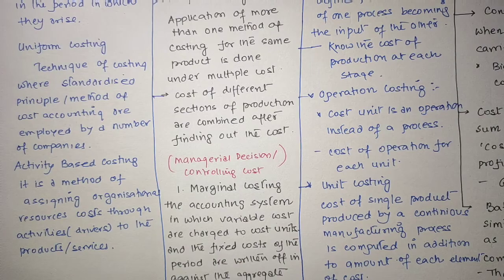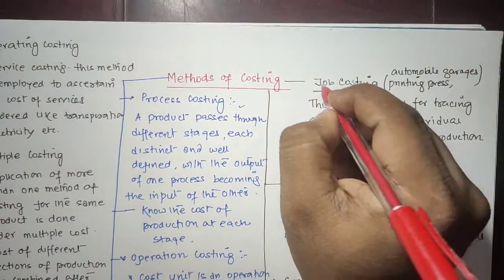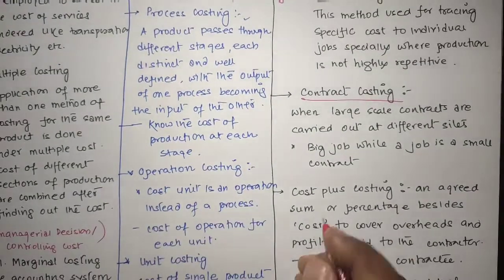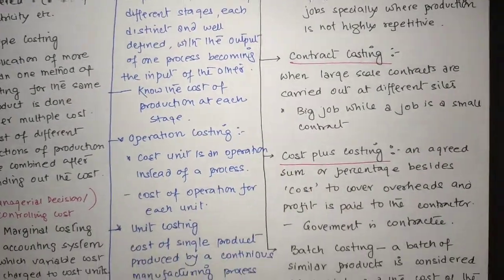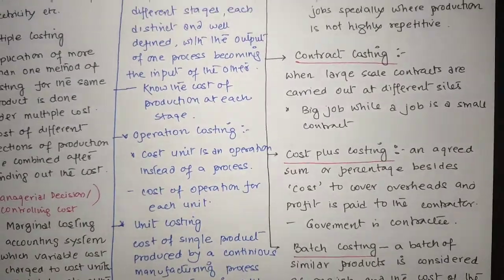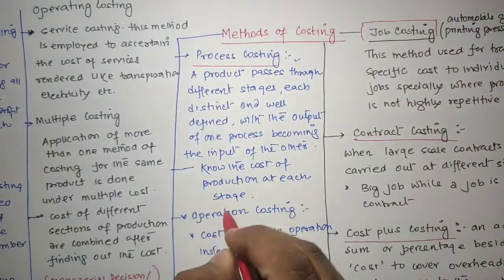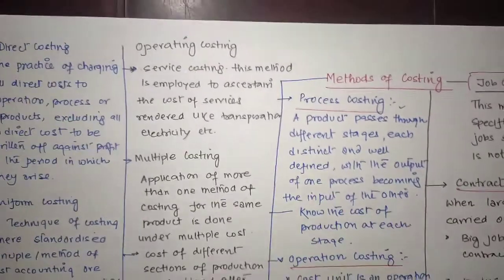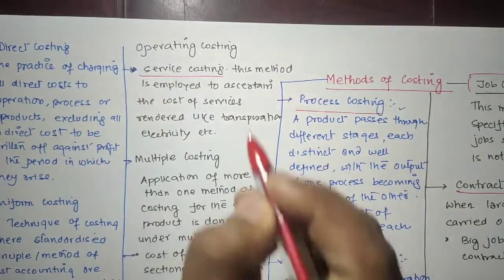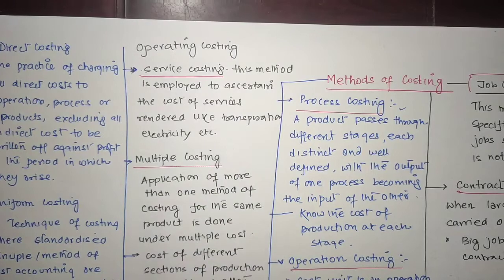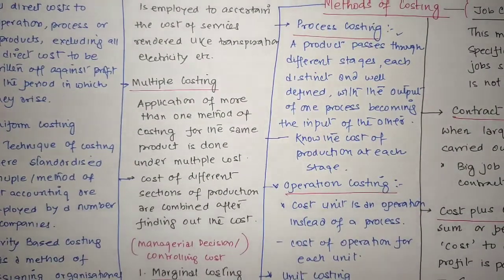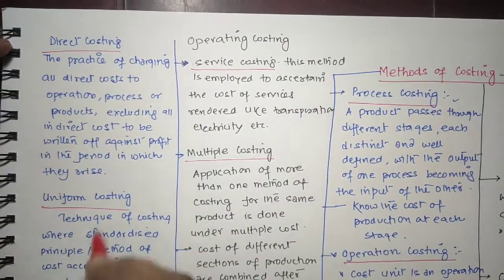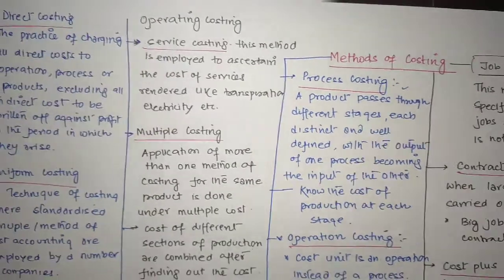So we discussed today about job costing, contract costing, then cost plus costing, then batch costing, then process costing, then operation costing, then unit costing, then we discussed service costing, then multiple costing, then marginal costing, then direct costing, uniform costing and activity based costing.